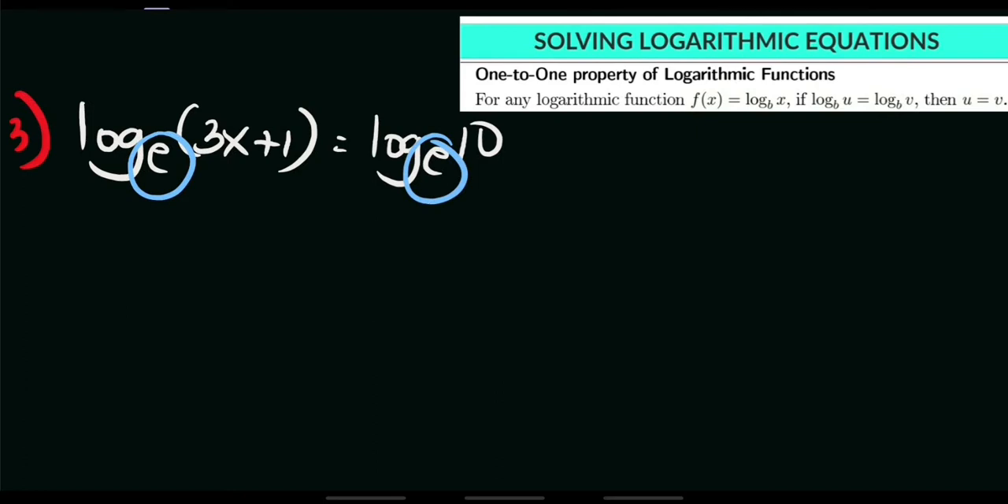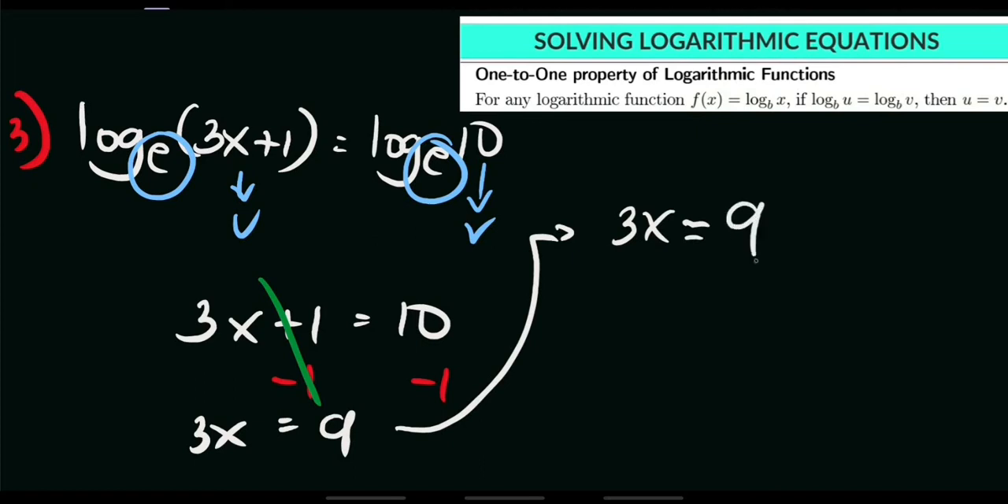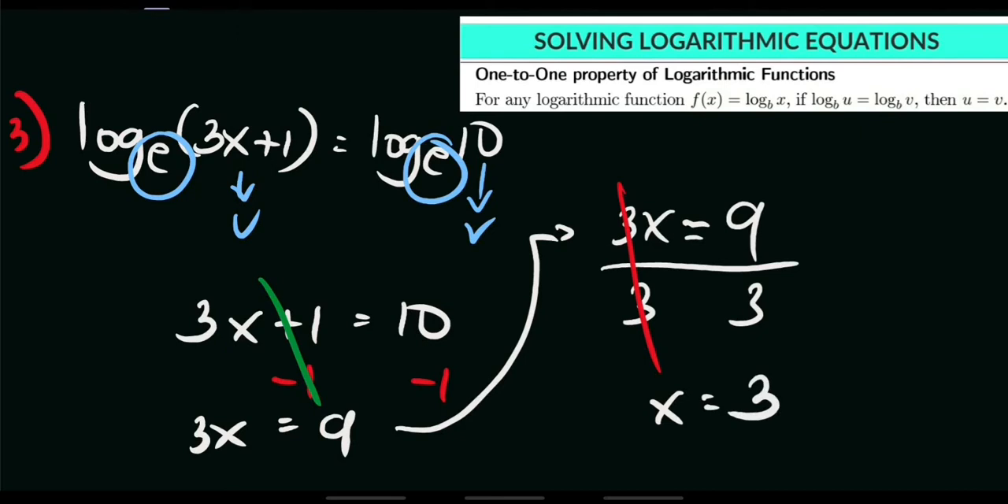Let's equate the values of u and v. We have this u, and we have 10 as the value of v. So let's equate. That gives us 3x plus 1 equals 10, and we solve for the value of x. I want to remove this 1, so let's subtract 1 from both sides. It gives us 3x, canceling out the 1, equals 10 minus 1, which is 9. Since 3x is equal to 9, let's divide both sides by 3. The 3 cancels out, and x is equal to 9 divided by 3, or simply 3. And that's it. That is our final answer for this given problem.